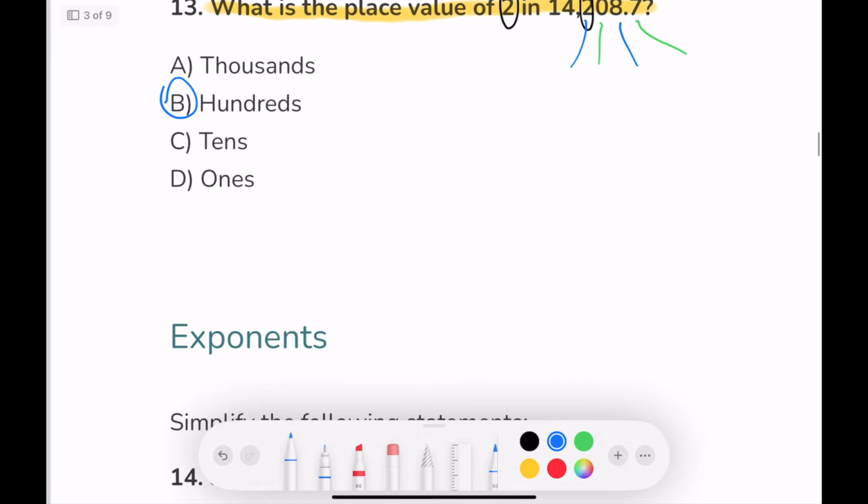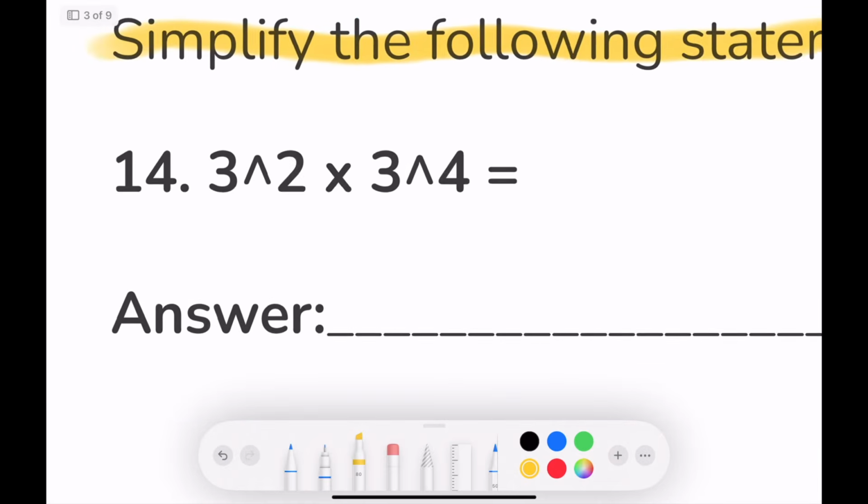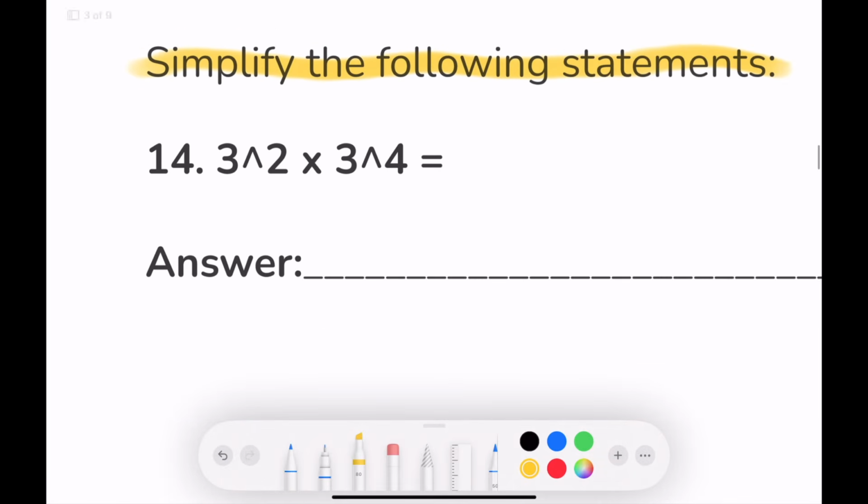Let's go. Number 14. Another good one, exponents. It is asking us very kindly, simplify the statements below. Typing exponents on the computer is a little bit difficult, so it actually looks more like 3 squared times 3 to the 4th power.